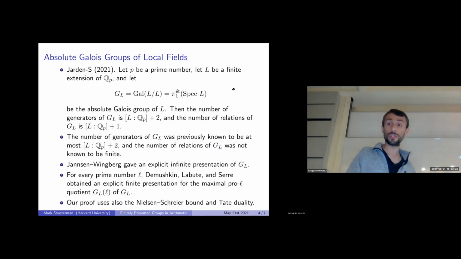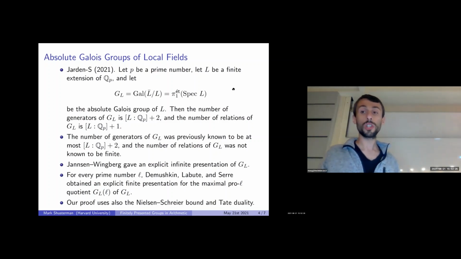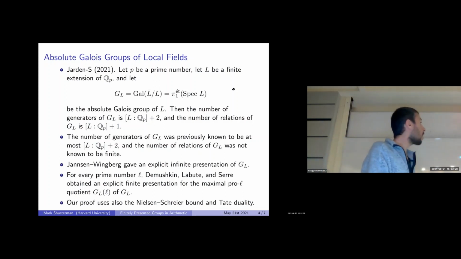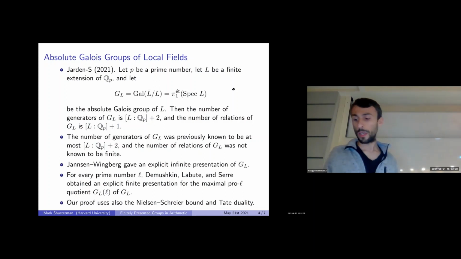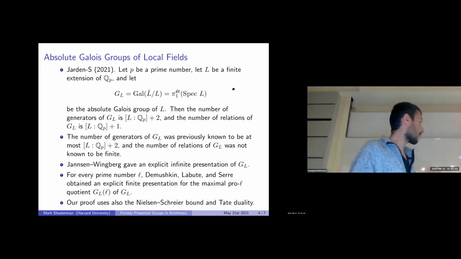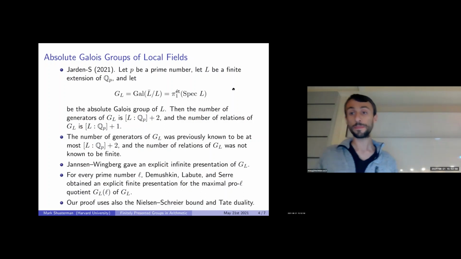There is this result of Lubotzky that I'm going to mention later on, which allows you to use the cohomology in order to say something about the number of relations. Another tool we use is a quite elementary bound due to Nielsen and Schreier in order to get a bound on the number of generators, which is a lower bound. The upper bound was already available in the literature, as I mentioned before.